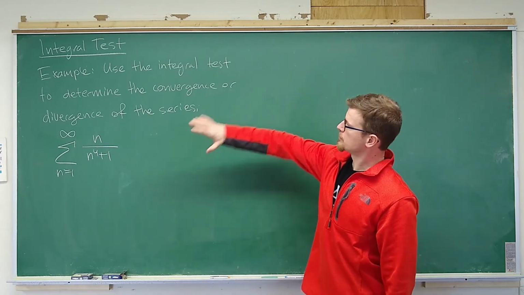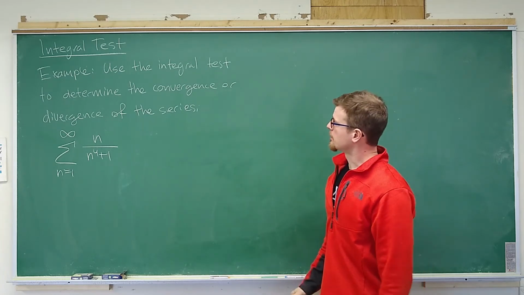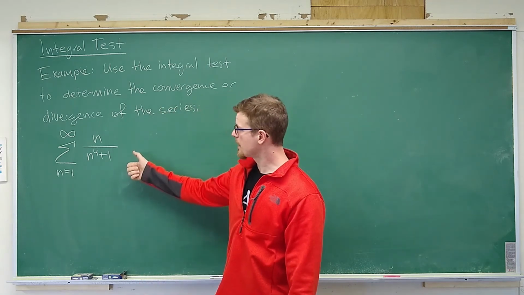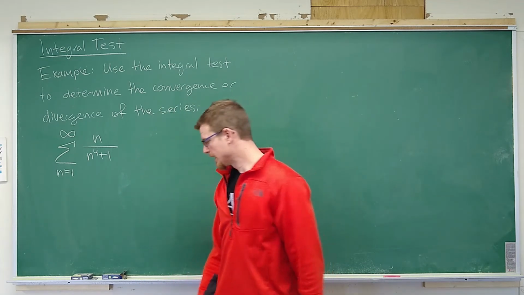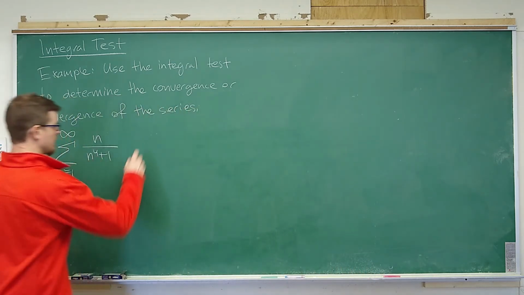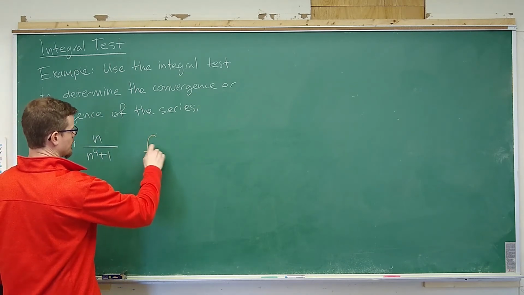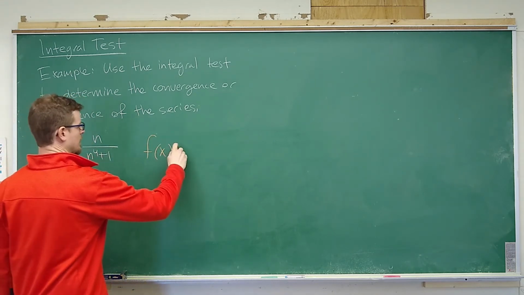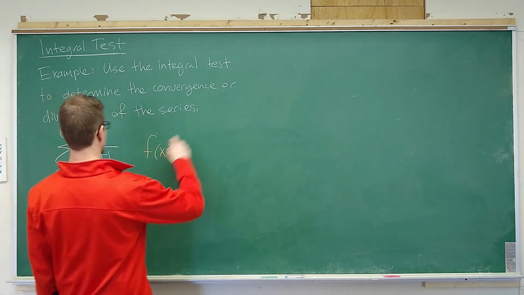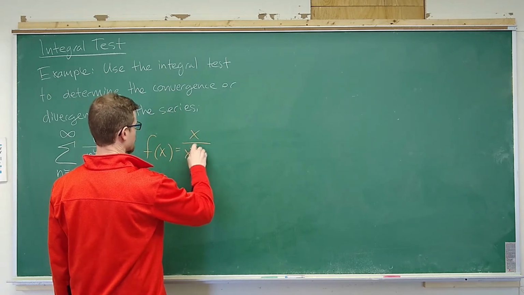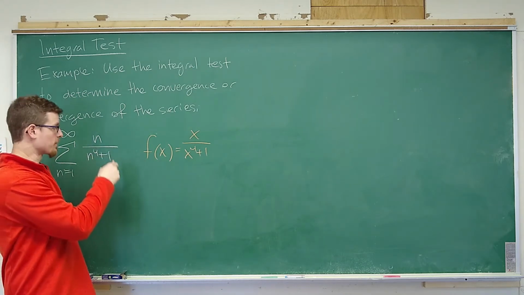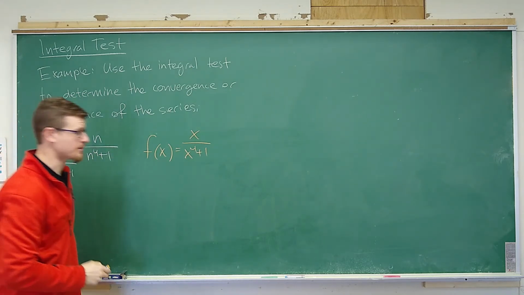For this example, we want to determine the convergence or divergence of this series, the sum from 1 to infinity of n over n to the fourth plus 1. And again, we want to recognize that this can be written as a function evaluated at the positive integer values. So the function in this case is x over x to the fourth plus 1, right? If I evaluate at 1, 2, 3, 4, that gives me the terms of our series.